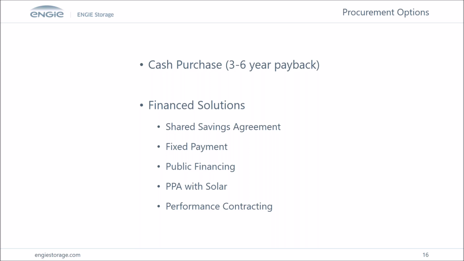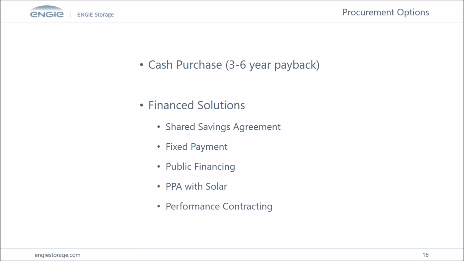That's where the owner and operator of the system installs an energy storage system at the customer location at no cost, and then they share the savings. And those splits, depending on the savings amount, can vary anywhere from 20% to 50% to the customer.